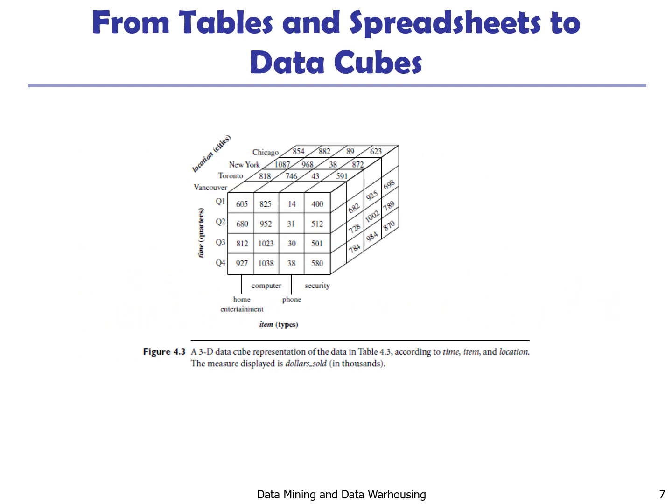This is the view. It's a 3D data cube representation of the data in the table, the last table, showing the time, item, and location dimensions, and the measure displayed is dollars sold. So this is time: Q1, Q2, Q3, Q4, and here we have cities: Chicago, New York, Toronto, and Vancouver. The numbers here are missing. So this is location, this is item, and this is time.